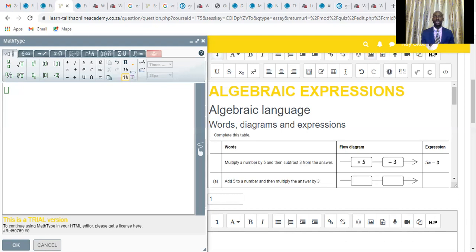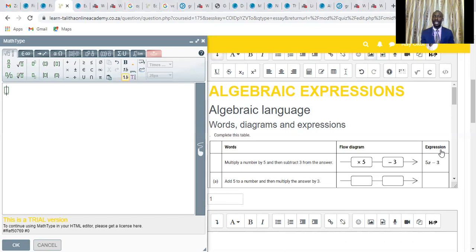So now, precisely when we talk of algebraic language, the language which is used to describe operations in algebra, the language includes words. We can use expressions and sometimes diagrams. Now, when you look at this question, which is requiring us to complete this table, notice in the table we have words. We also have flow diagrams. Then we have expressions, which we call algebraic expressions.